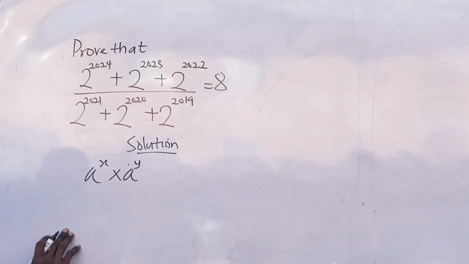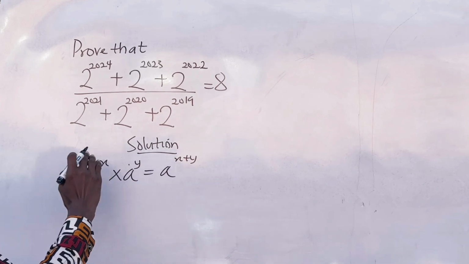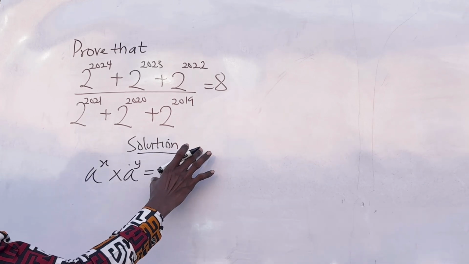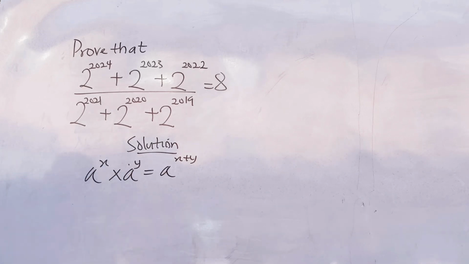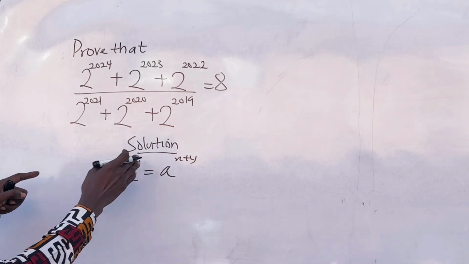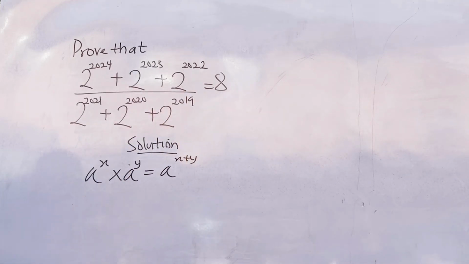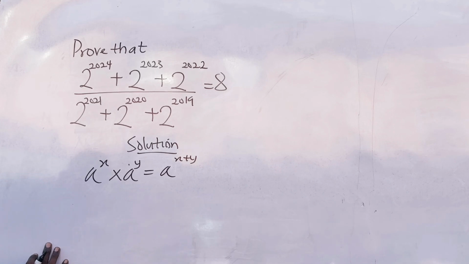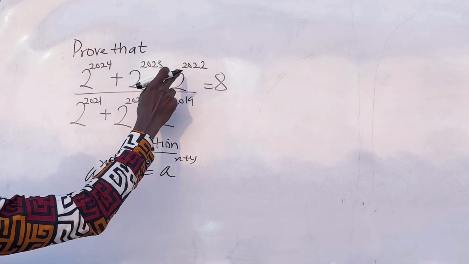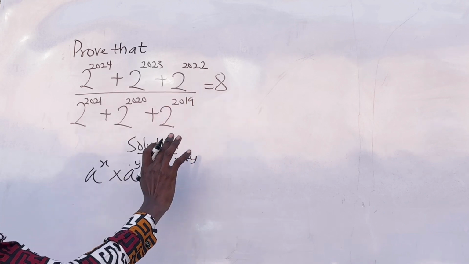Again, a raised to the power y, you have a^(x+y). So it goes both ways. If you have a raised to the power x plus y, it is the same thing as a^x multiplied by a raised to the power y. So now, bearing this in mind, let's pick this numerator. Now, if you look at this, you have 2, 2, 2, right? Common. The powers are different. So we can pick the smallest one and factorize.